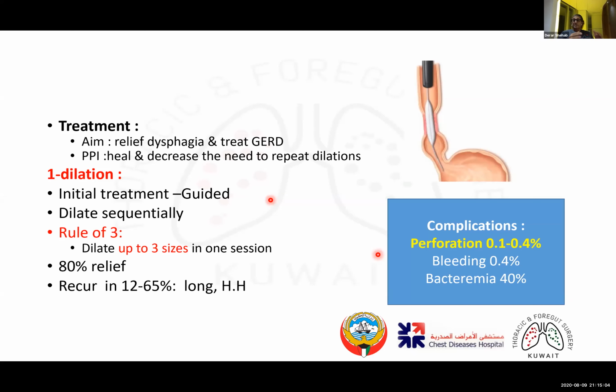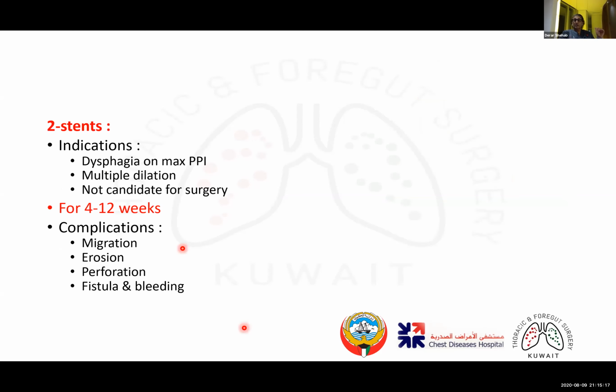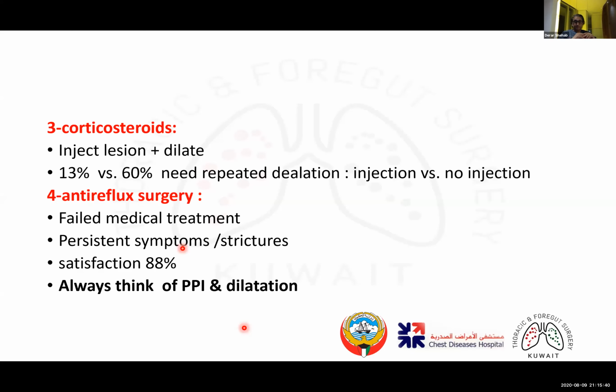The relief is immediate, and the relief is probably more than 80%, but the recurrence ranges between 12 and 65%. If you think that dilatation is not the proper thing to do, or the patient is a poor candidate for surgery, you can definitely apply a stent in the esophagus and keep the stent for 4 to 12 weeks. The problem with the stent is that it might migrate, erode, or fistulate.